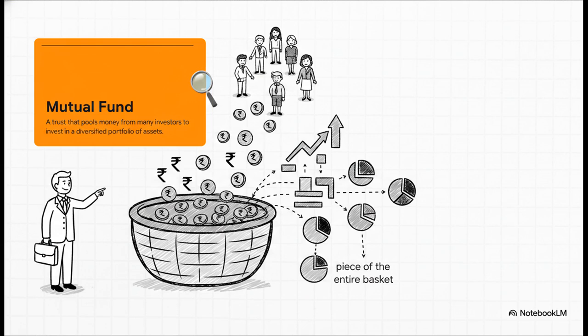Think of it like this. A mutual fund is basically a big shared basket. Lots of people, investors like you and me, put their money into this one basket. Then, a professional, the fund manager, takes all that pooled money and buys a whole variety of investments, stocks, bonds, you name it. You get to own a small piece of that entire basket, and that piece is what we call a unit. Simple as that.